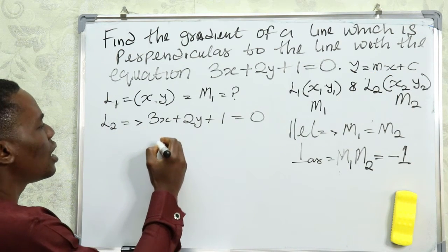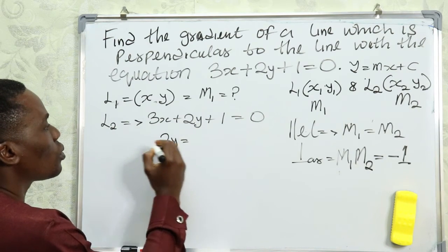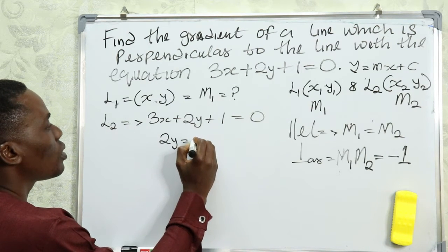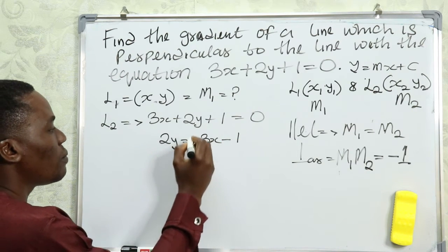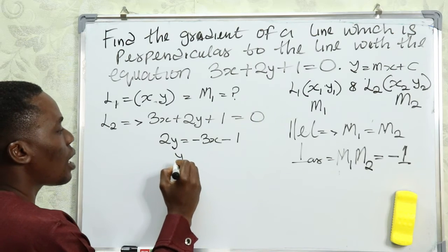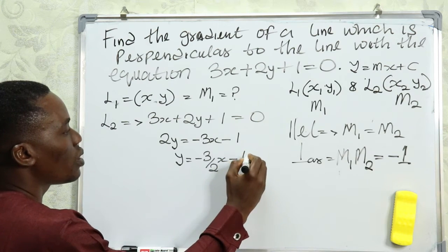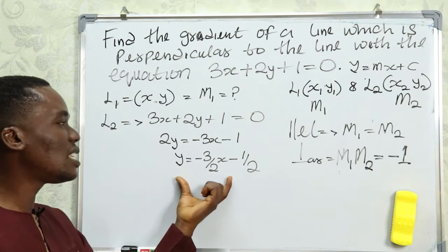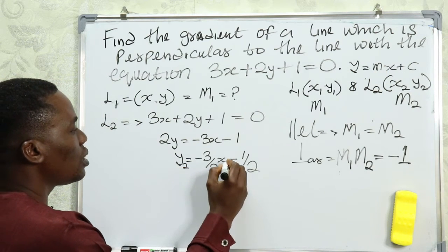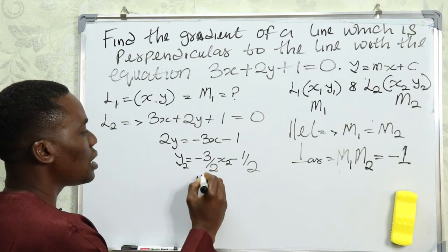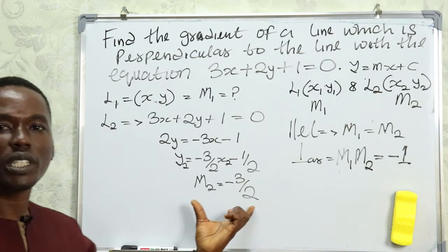When we rearrange this, we have 2y equal to minus 3x minus 1. We divide both sides by 2, and that gives us y equal to minus 3 over 2 x minus 1 over 2. So if you compare this equation with the general equation, you'll see that for our line 2, the gradient m2 is equal to minus 3 over 2. That's what we need.